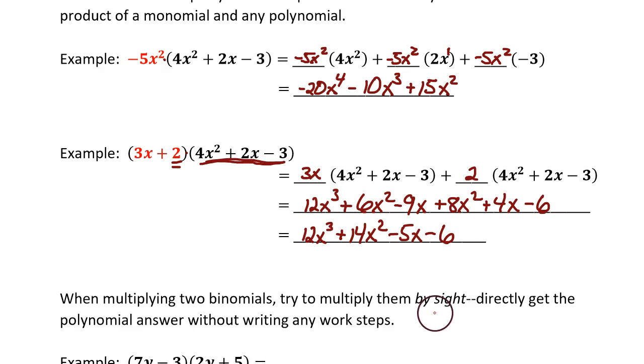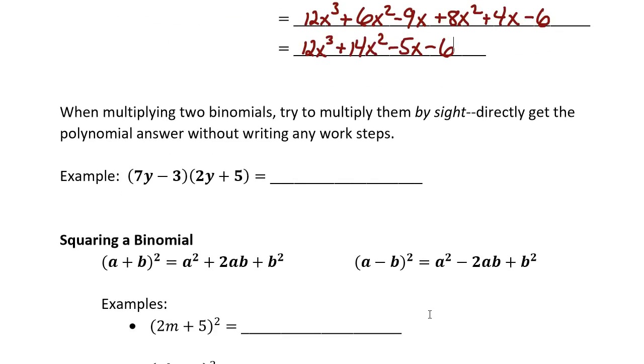The technique for multiplying polynomials is very straightforward. It is to use the distributive property. But what can make it challenging is you have to use the correct exponent laws, you have to get positive and negative signs correct, and you have to be able to combine terms correctly. When multiplying two binomials, try to multiply them by sight. What I mean by that is directly get the answer without writing any work steps.